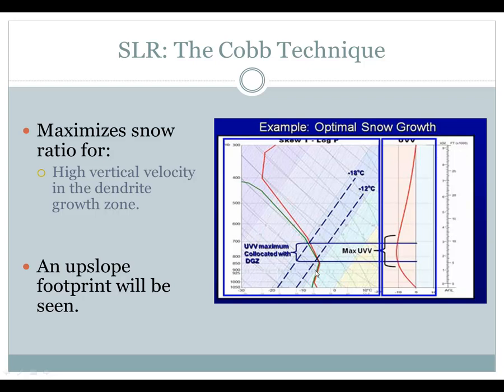Now all the other layers are also assessed, and then an average snow ratio is determined for the sounding environment. So that's the Cobb technique, and because it's got some vertical motion relation, you will see some upslope footprint in terrain areas. So be aware of that with the use of the Cobb technique.